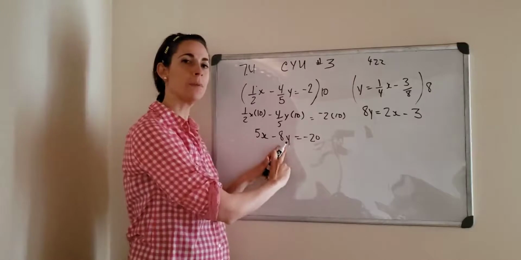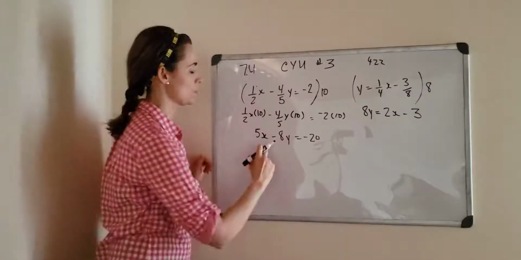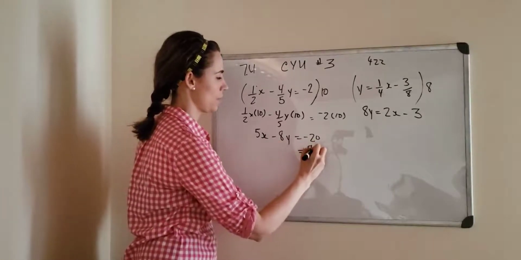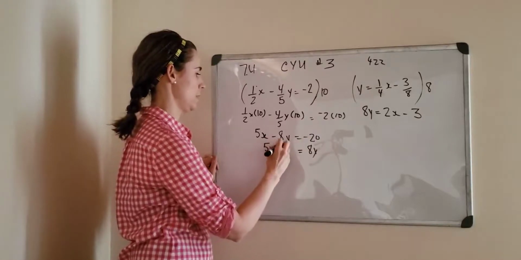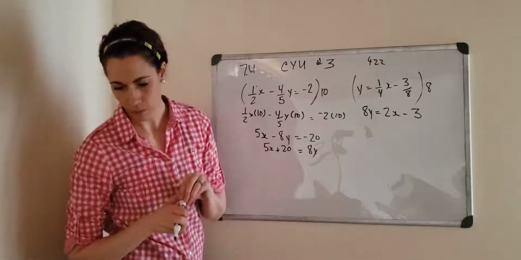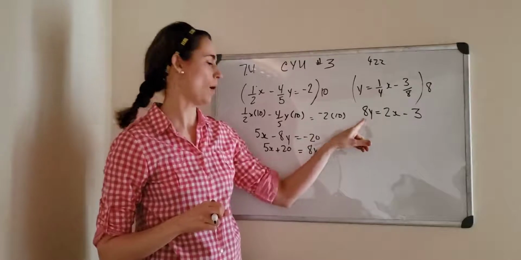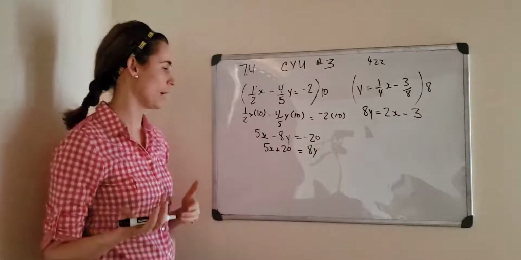Why don't I see, let's make this one positive, and then we can do substitution really easily. So let's rearrange this equation. If I move this to the other side of the equal sign, it's positive, and then I'll move this over here, 5x plus 20. Okay, great. So now I've got 8y equals this, and 8y equals this. So I can use substitution now.